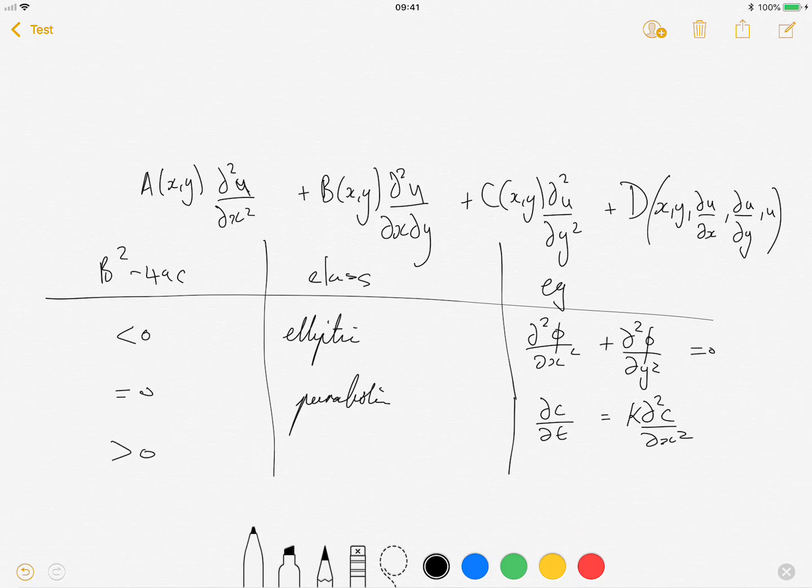If the discriminant is greater than 0, we can classify our PDE as a hyperbolic partial differential equation. An example would be the wave equation, which is d squared phi dt squared is equal to c d squared phi by dx squared. Now the wave equation in this instance is only looking at one spatial dimension, and the wave equation can be extended to two different spatial directions, and it is a very important equation in fluid dynamics.